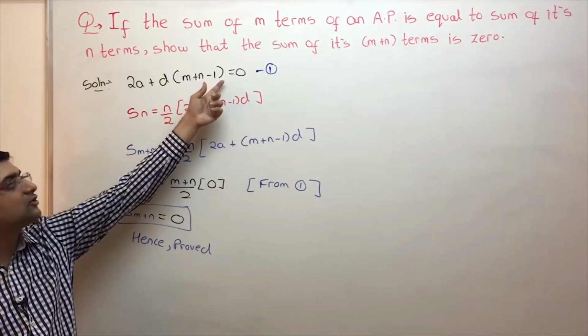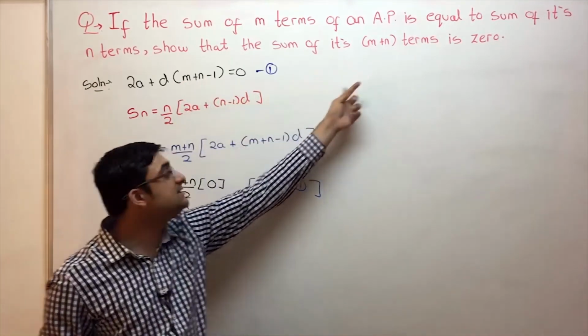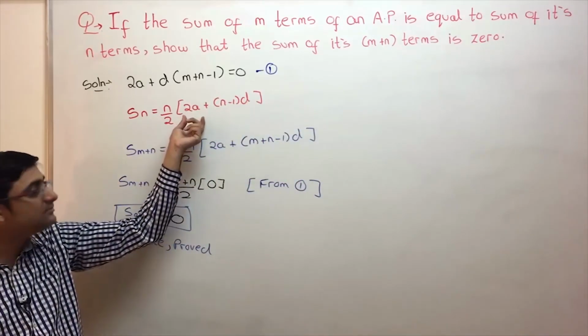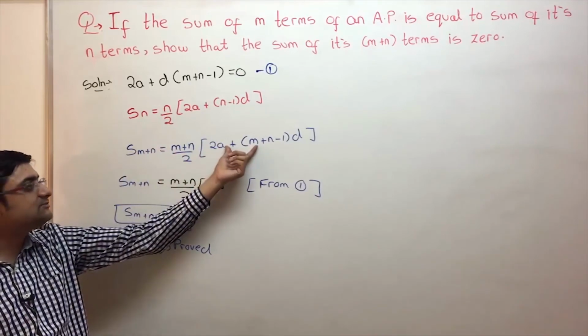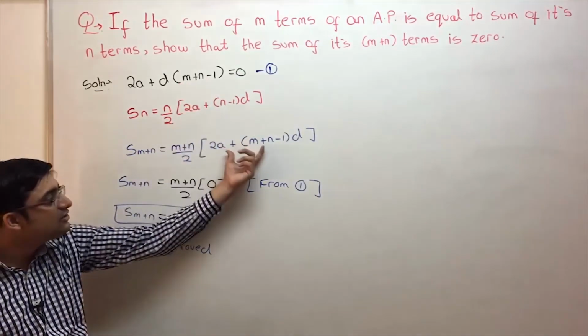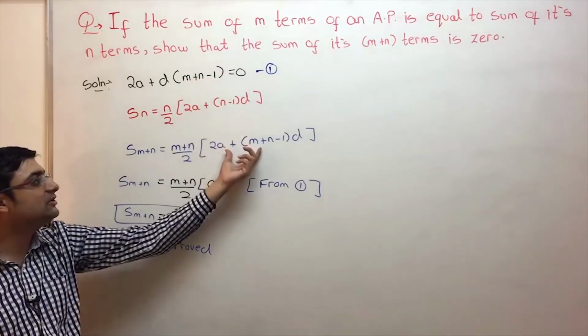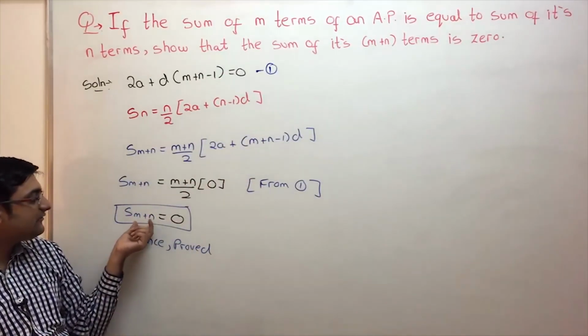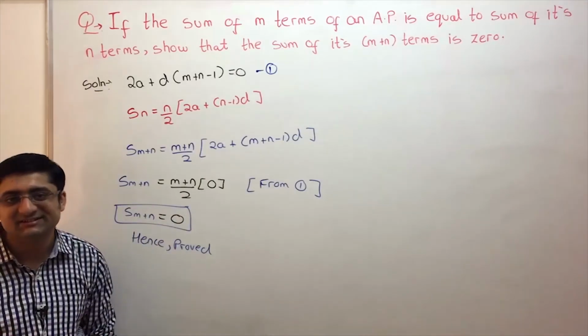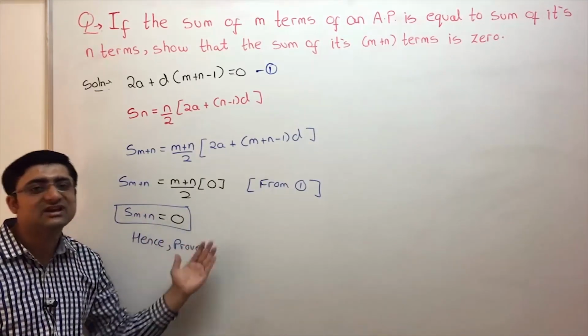Once you have reached till here, call this one. Now find the sum of m plus n terms, write down the formula for the sum of n terms. Sum of m plus n terms means replace n by m plus n. Now this expression is the same as this expression. So what is the value of this expression? It is 0. So replace this by 0. Anything into 0 is 0. Hence we have shown the sum of m plus n terms is 0. Right? So this is how you solve such type of questions.